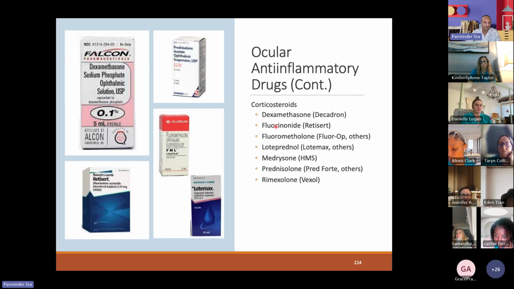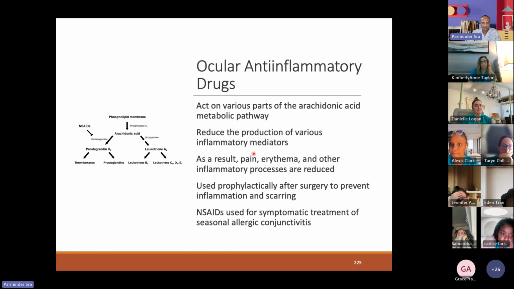Here are some examples of your corticosteroids. Okay. You don't have to worry about this part.